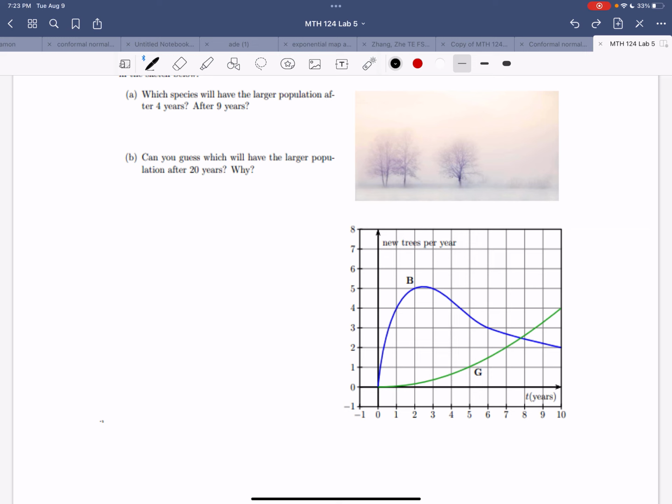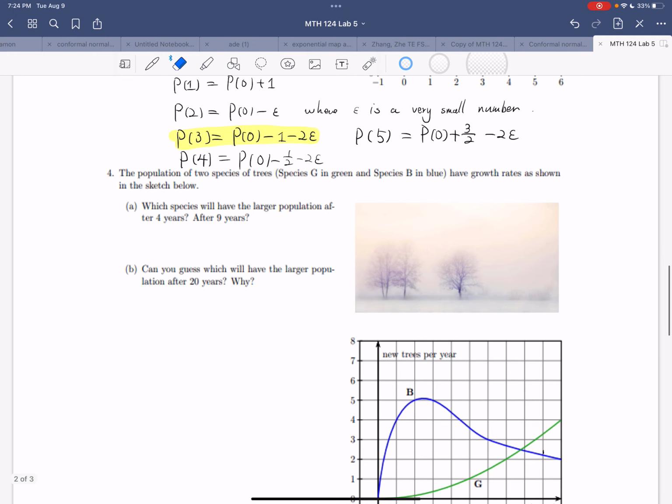At time 9, after year 8, the green curve's growth rate becomes larger, but it only overtakes this amount of population. But here we have this larger amount of population for this blue one, right? So for both 9 and 4 years, the blue one will have larger population, right?